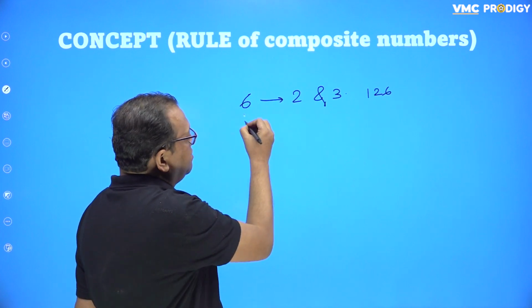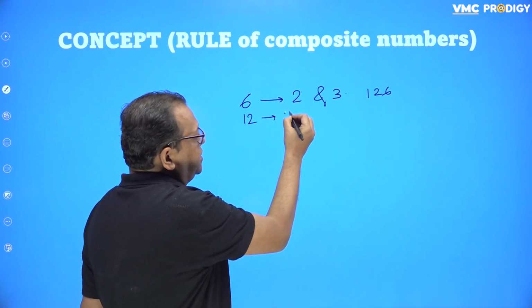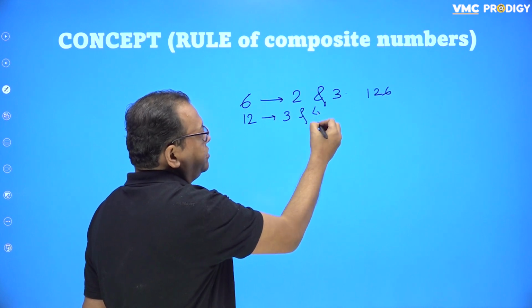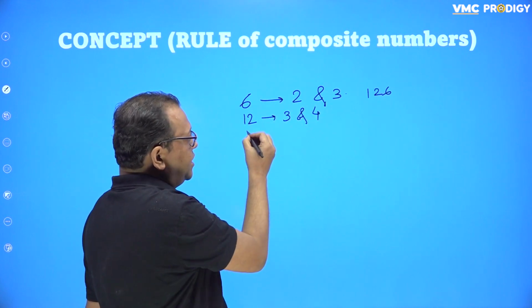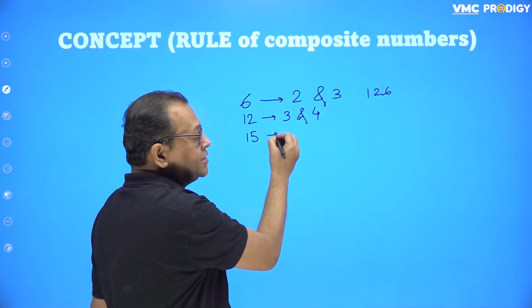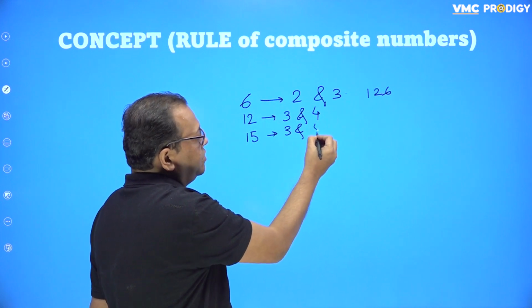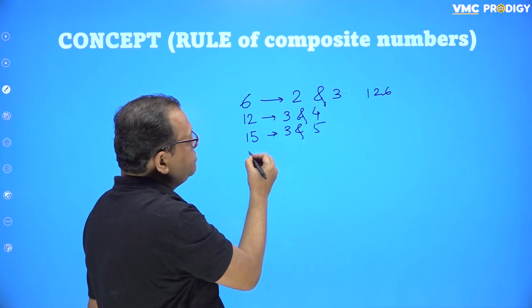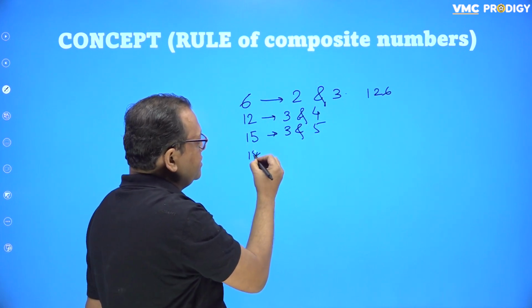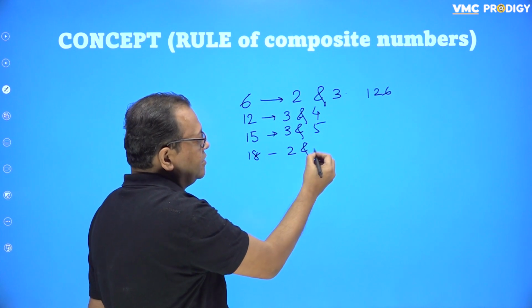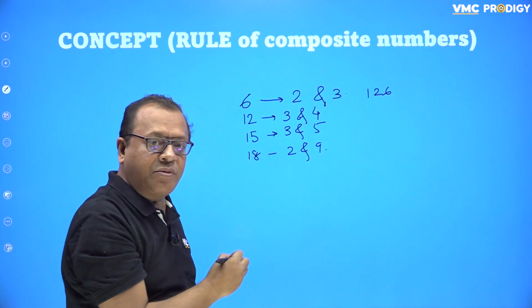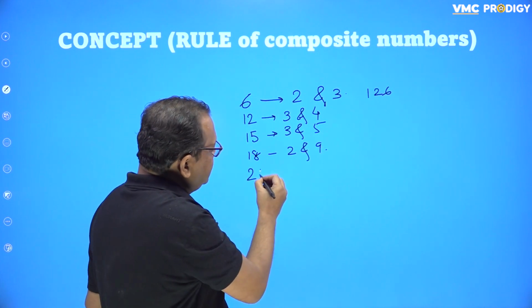Similarly, what is the condition for a number to be divisible by 12? It should be divisible by 3 and 4. What is the condition for a number to be divisible by 15? It is 3 and 5. What is the condition that a number is divisible by 18? It is 2 and 9. What is the condition for a number to be divisible by 24? It is 3 and 8.